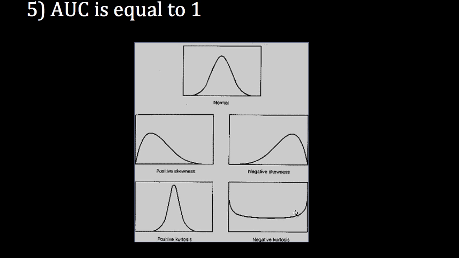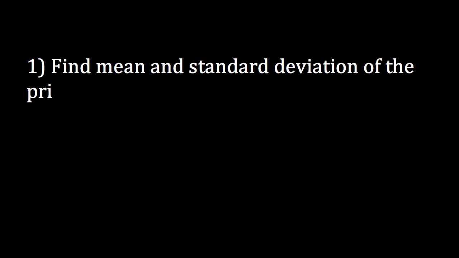The problem is that we don't always have the information that we need within a journal article to determine if the data was normally distributed. Those typically just tell us the statistical test. Fortunately, there are a few things that we can do to help us identify if the data was normally distributed or not. The first thing that we can do is we can find the mean and standard deviation of the primary outcome.